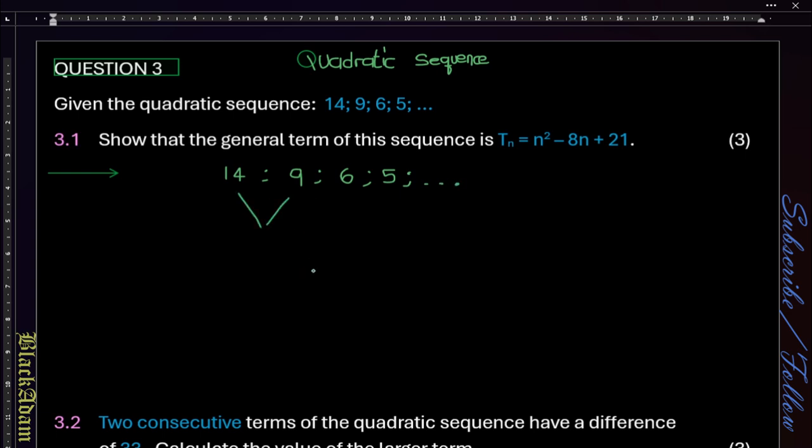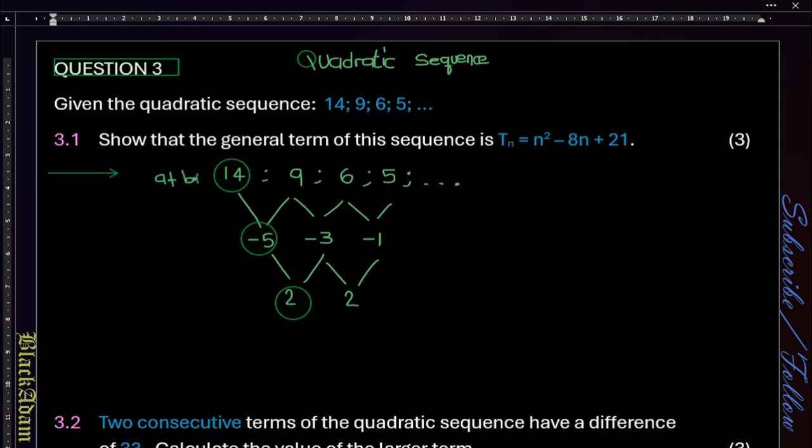Okay, so 9 minus 14 is negative 5. 6 minus 9 is negative 3. 5 minus 6 is negative 1. And then negative 3 minus negative 5 is 2, and that also gives us 2. So we've got 14, negative 5 and 2.